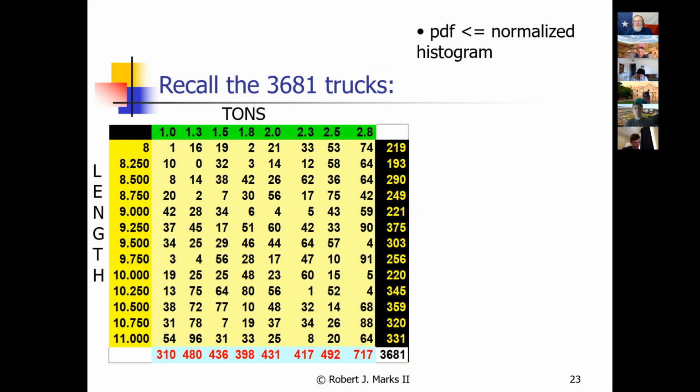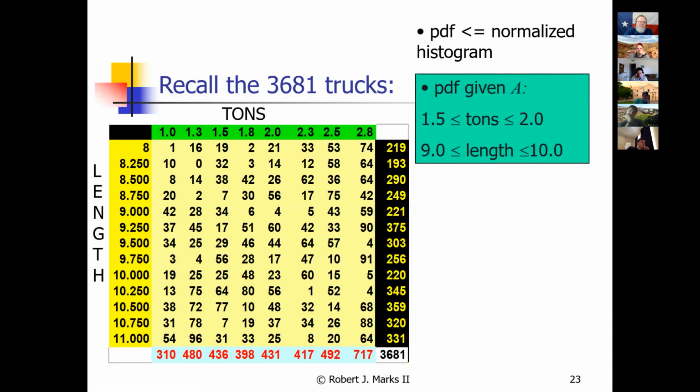To do that, let's go back to our histogram. Remember our histogram of trucks, the tonnage versus the length? We took this whole thing and we can make a probability density function out of it by normalizing it, if you will, an empirical probability density function. But somebody comes along and says, I'm not interested in all the lengths and the tons. I'm only interested in the occurrence of this at a specific place. I'm only interested in trucks weighing between 1.5 and 2 tons, and a length between 9 and 10 feet. So that's all that I'm interested in.